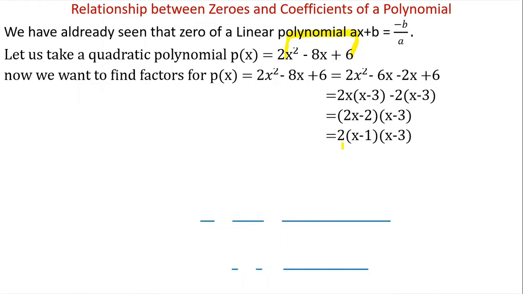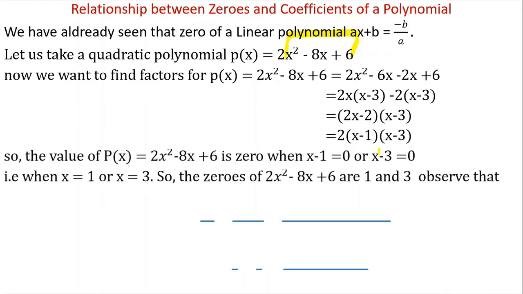If you equate this equation to 0, then we are getting x minus 1 is equal to 0 and x minus 3 is equal to 0. This implies x is equal to 1 and x is equal to 3. These are the two values for which the given expression 2x squared minus 8x plus 6 becomes 0. Hence, x is equal to 1 and x is equal to 3 are considered as zeros for the given quadratic polynomial 2x squared minus 8x plus 6.